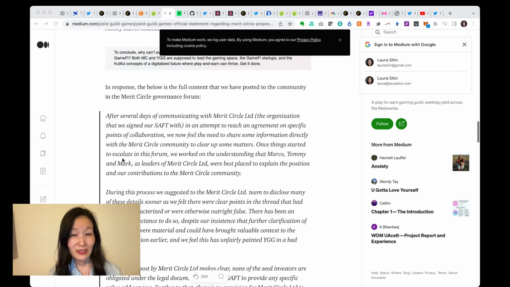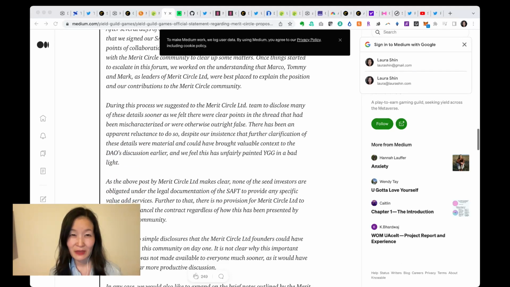As of today, no decision has been made and the Merit Circle DAO is still debating the topic.